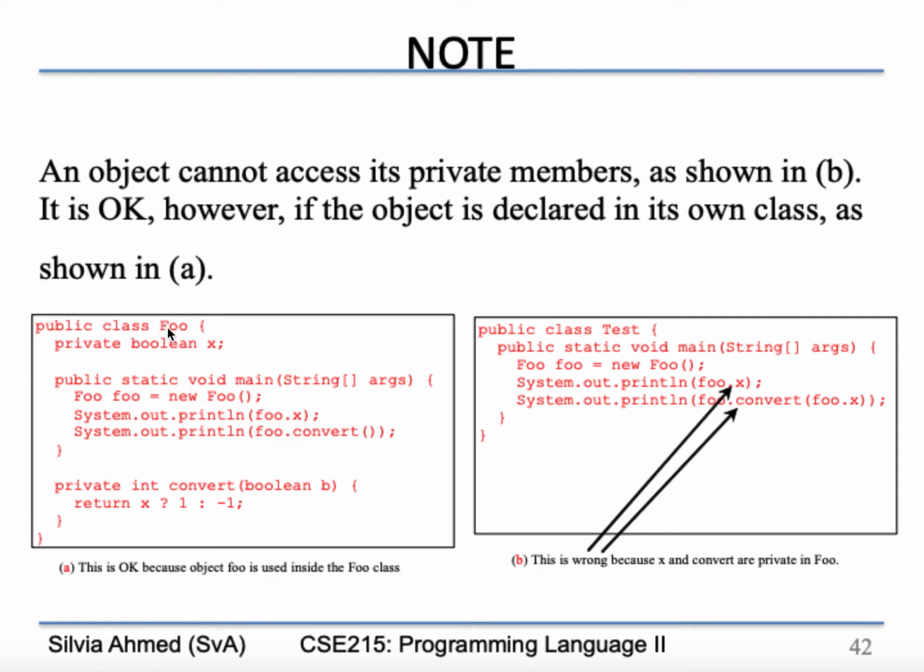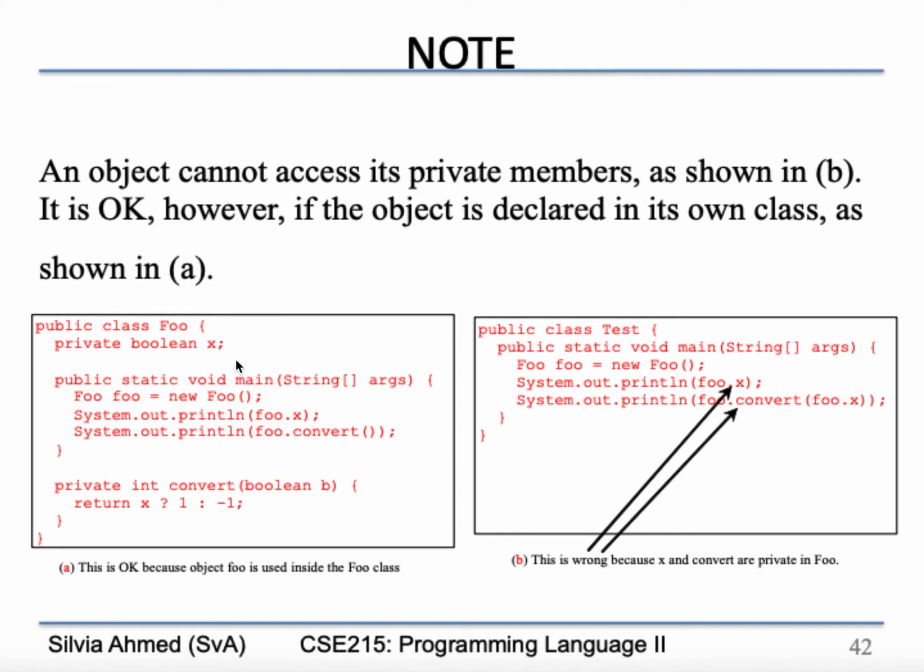This was inside the class Foo. From the class Test, which is a separate class, we are creating an object of type Foo. Even if Foo is its own type, it cannot access its X attribute because this is from a separate class named Test, and X was a private field. Similarly, convert was a private method. So from a separate class Test, Foo cannot even call its own method convert.